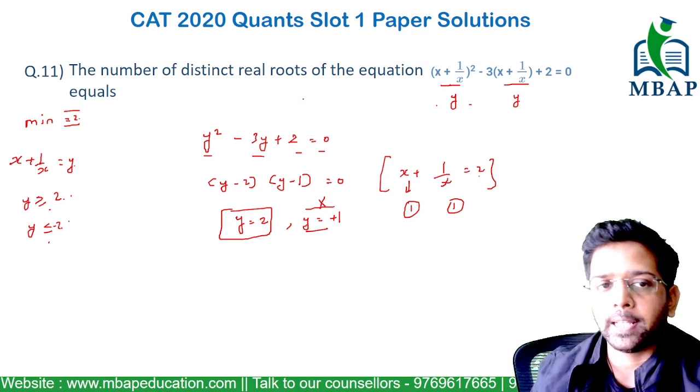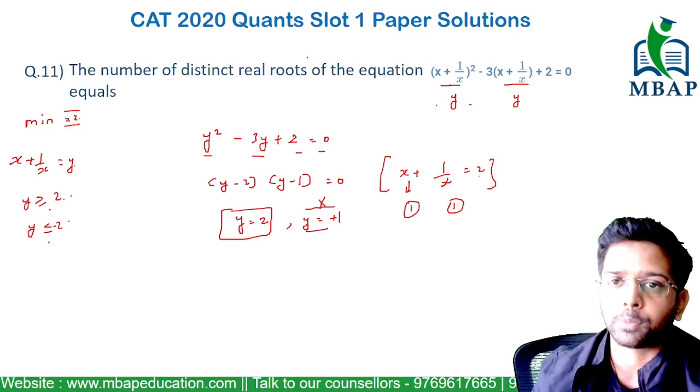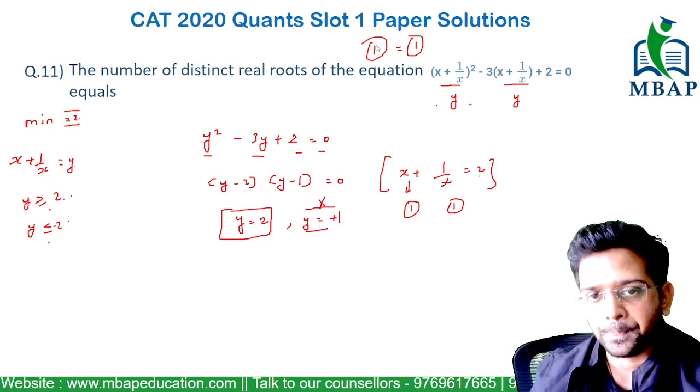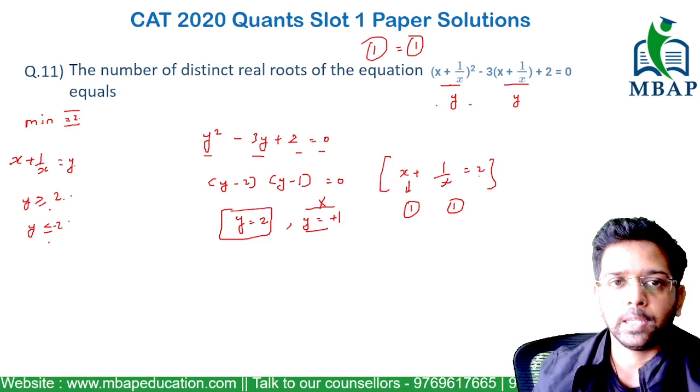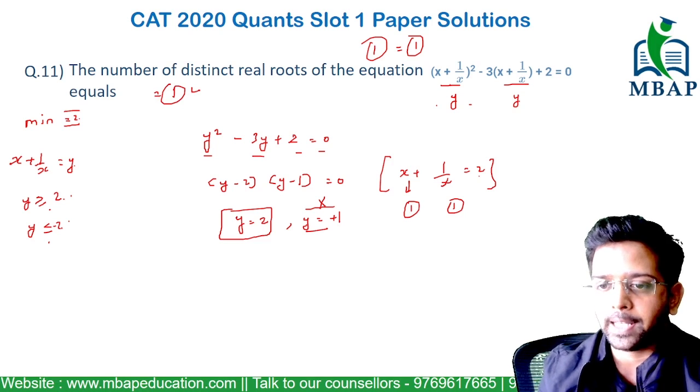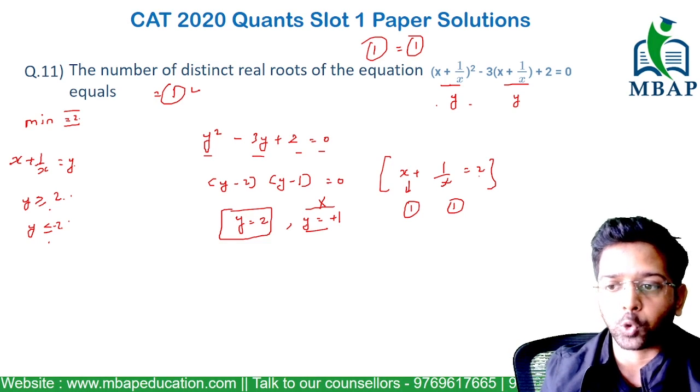Which also gives you a clear hint that the number of distinct real roots possible for this equation will only be 1, and the answer is also 1. Hence, a very clear solution for this question is that only one real root will be possible for this expression. I hope all of you have understood it well.